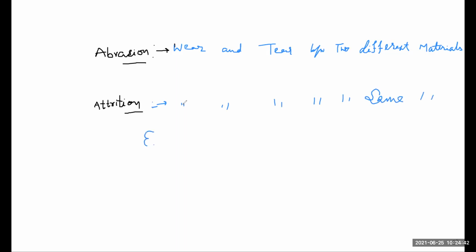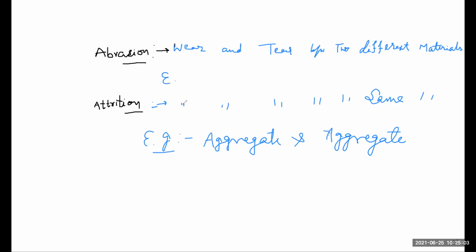Attrition is defined as wear and tear between two same materials. Example, aggregate and aggregate. And for abrasion, the example is aggregate and steel ball. So basically, this is the difference between abrasion and attrition.